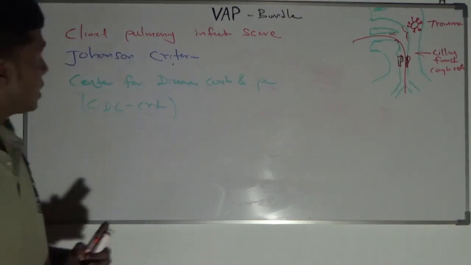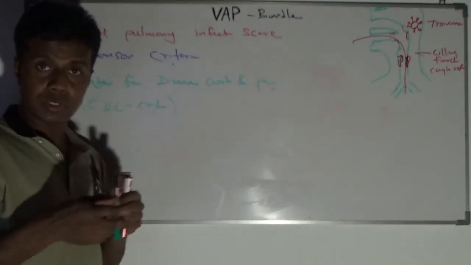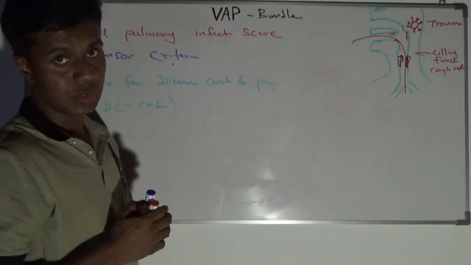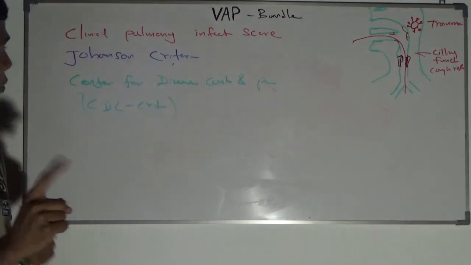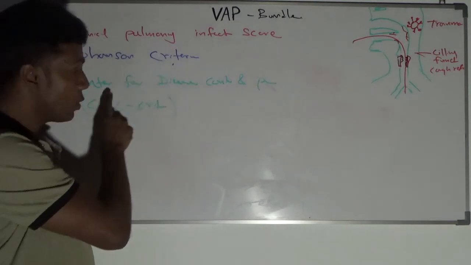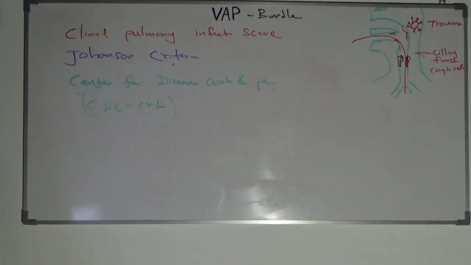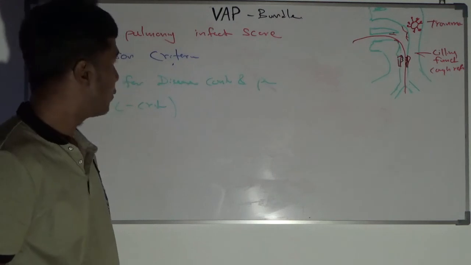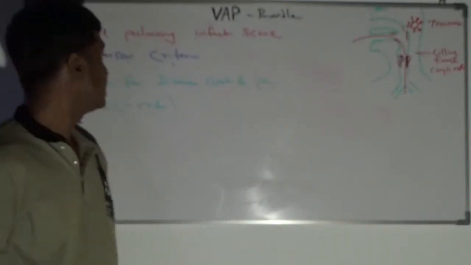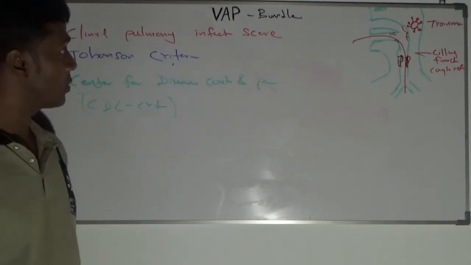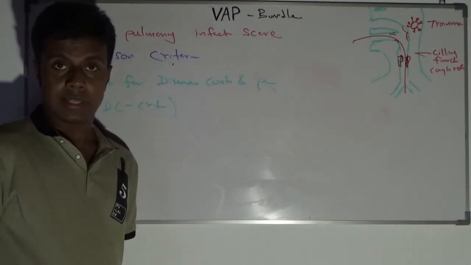Then we came to how to diagnose and how to say strongly that your patient has ventilator associated pneumonia. For that you have to use the clinical pulmonary infection score, Johansson's criteria, or the Center for Disease Control and Prevention criteria. Out of the 3, I love Johansson's criteria because it is easy to remember, but most of the time the clinical pulmonary infection score is also in practice.